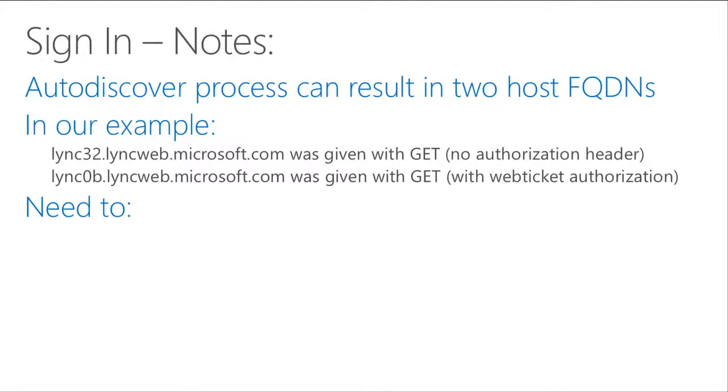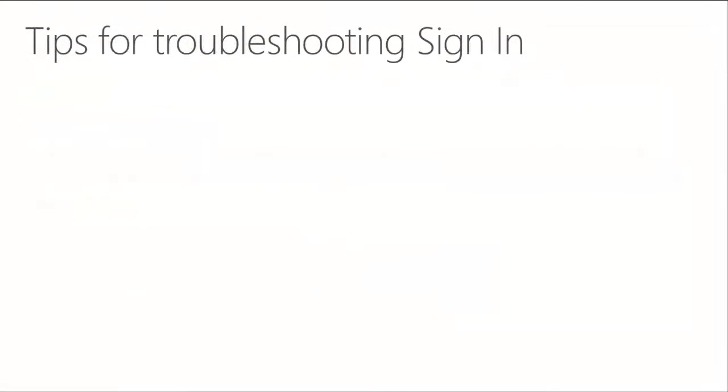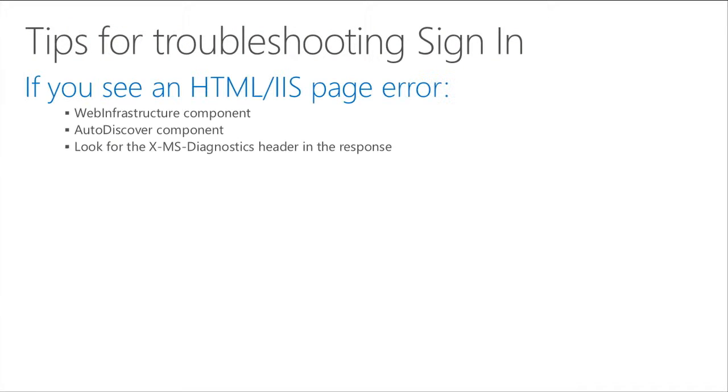So if you hit any authentication issues, my point is that you have not hit UCIVA yet. UCIVA will never try to authenticate you. Web infra will give you the challenge. So a really good troubleshooting tip is if you see an HTML or an IIS page error, that means your request hasn't even hit UCIVA. Most likely your request has failed for two reasons: authentication, or the pool your request is being proxied to is down.